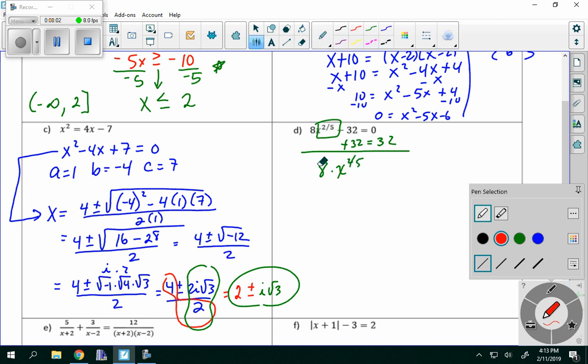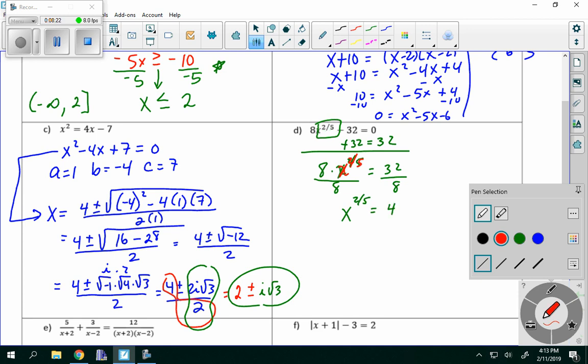Let me write what we want to isolate in red. So x to the 2/5. That's what we want to isolate, equals 32. Now I've got to get rid of the factor of 8, so I'm going to divide both sides by 8. Now I get x to the 2/5 equals 4.